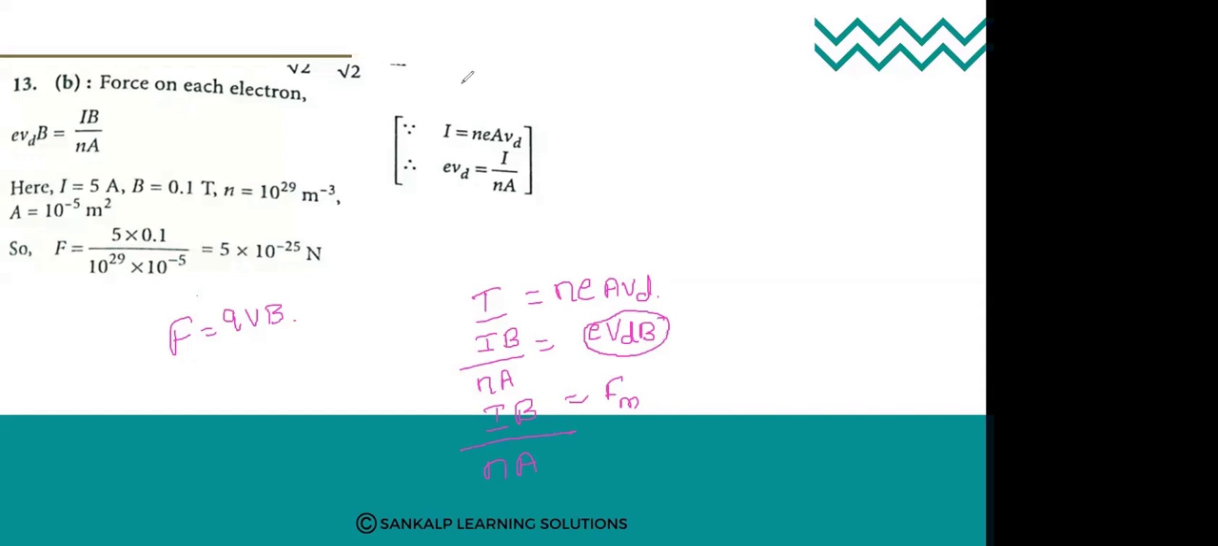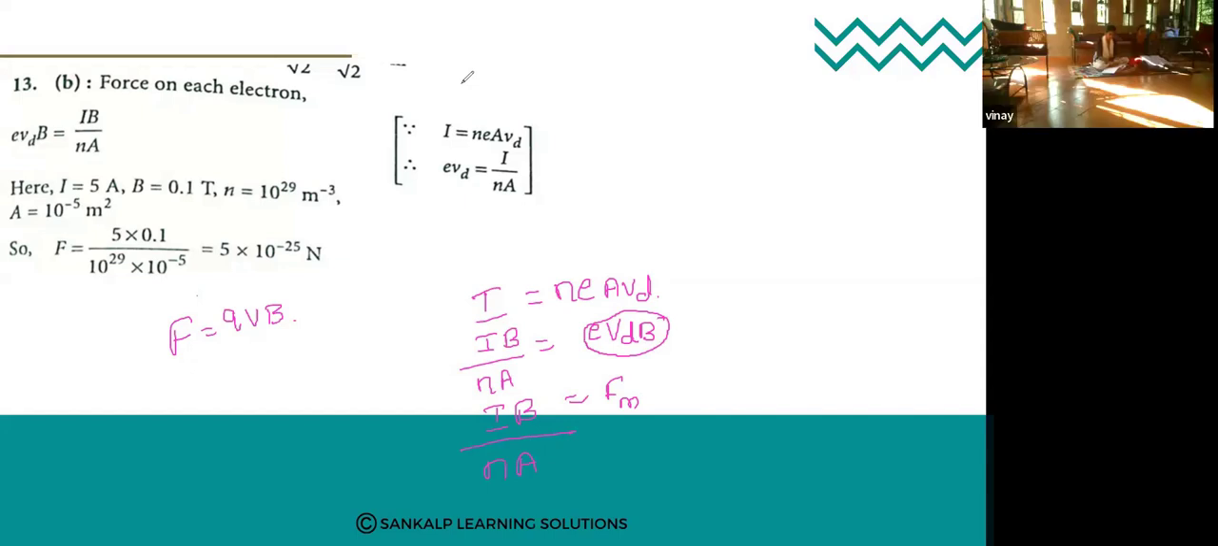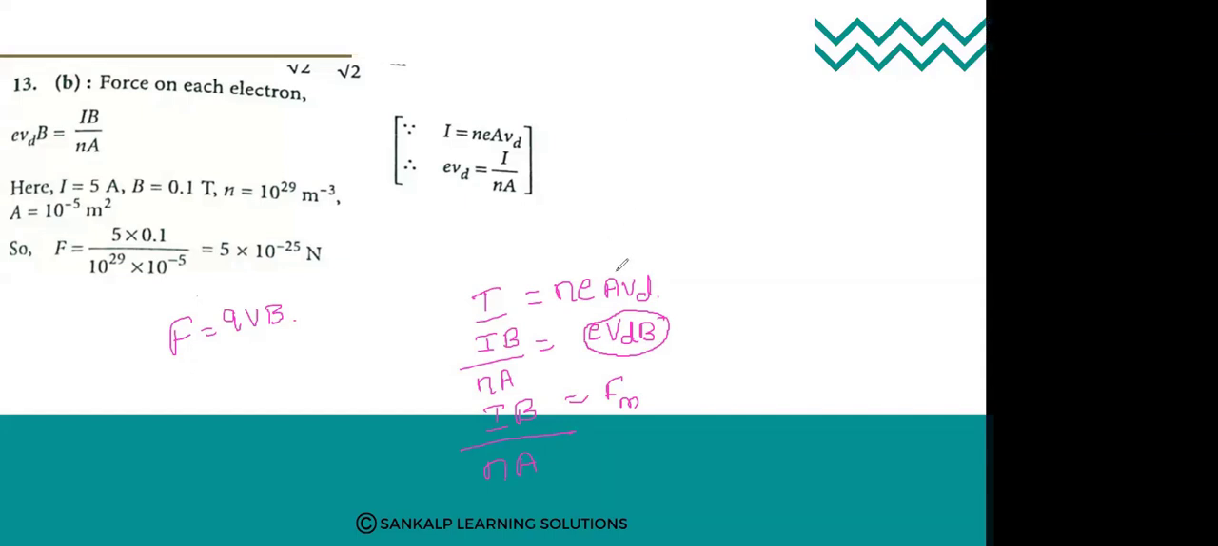Yes, understood students? Solution? Yes, ma'am. Okay, so velocity we can find out and do it, but that will be 2 steps, whereas this is a 1-step solution. See, so copy down this one.